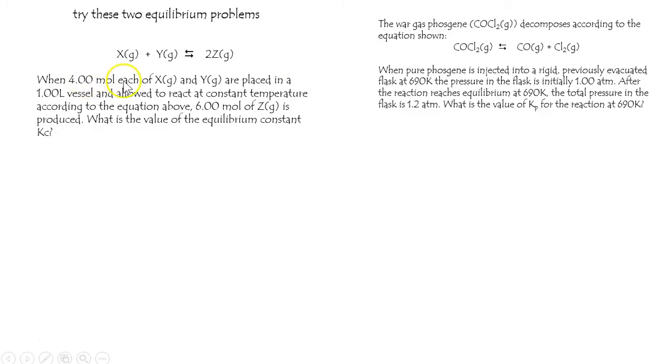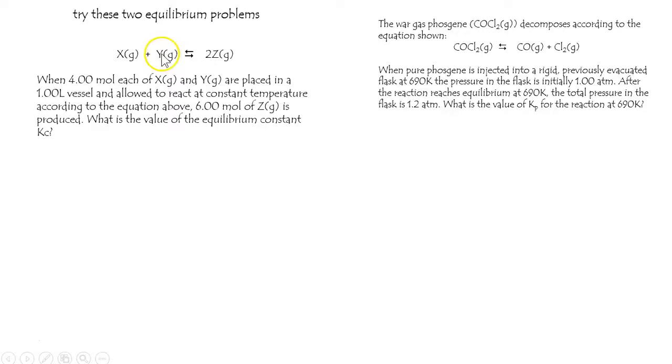When 4 moles each of X and Y, so those are my initial conditions for X and Y, no Z yet, are put in a 1-liter vessel, that means the concentration is 4 molar. After all, molarity is moles per liter. And allowed to react, it hits equilibrium, and you end up with 6 moles of Z. So the change for Z is from 0 to 6.